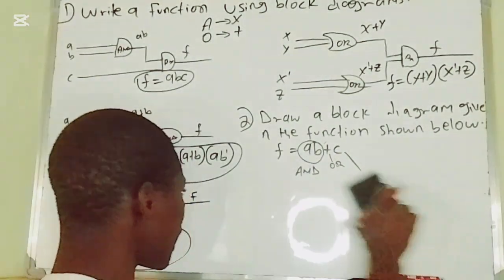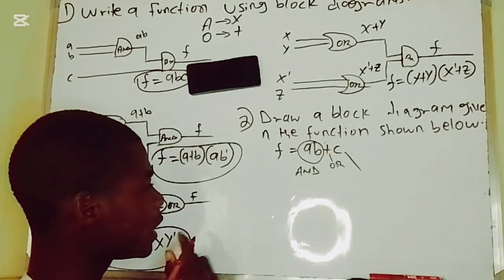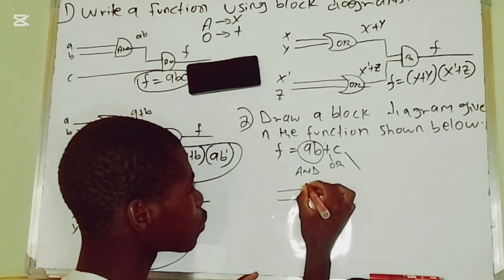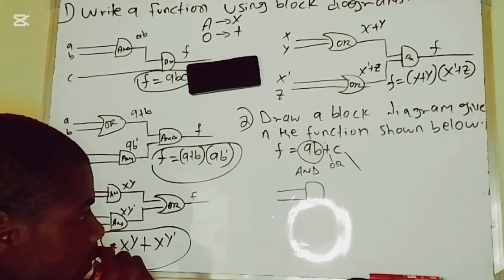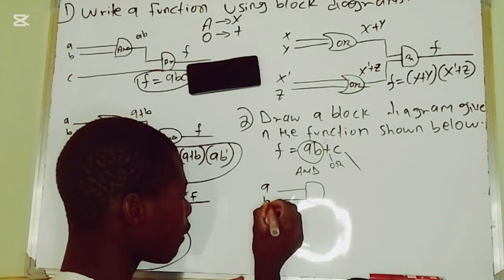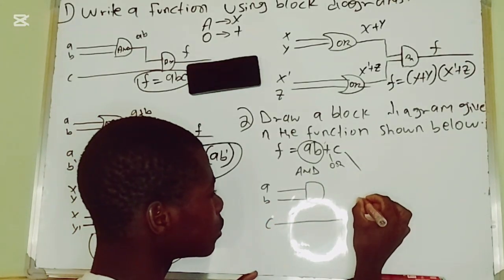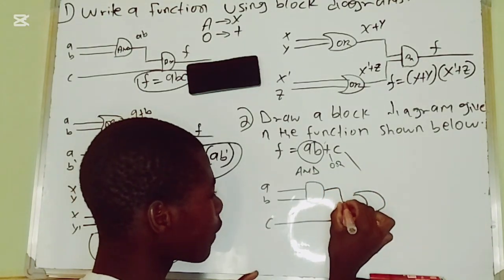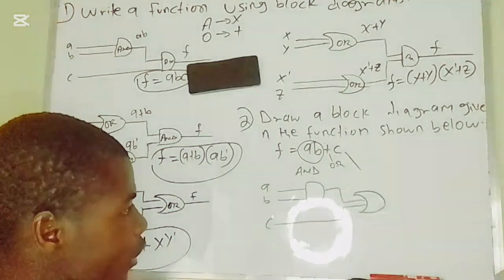So, how can I do now? The next thing is that I'm just going to say this will be, let me provide the input. It is AND. This is AND. So I have A, I will have B. So let's say I have C. Let's say I have O. Let's say this is O.